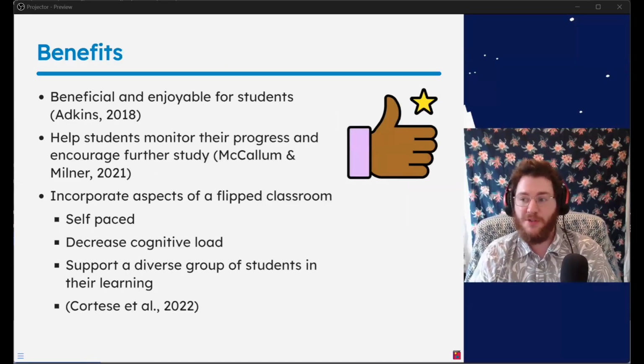So what are the benefits of formative assessment? So it's beneficial and enjoyable for students. And all these citations are at the back of this presentation, like the full page citation or the journal citation, and the link to this is on the agenda. And so, yeah, beneficial and enjoyable for students. It helps students monitor their progress and encourage further study, and incorporates aspects of a flipped classroom, so allows for them to be self-paced. It helps decrease cognitive load, and it supports a diverse group of students in their learning.